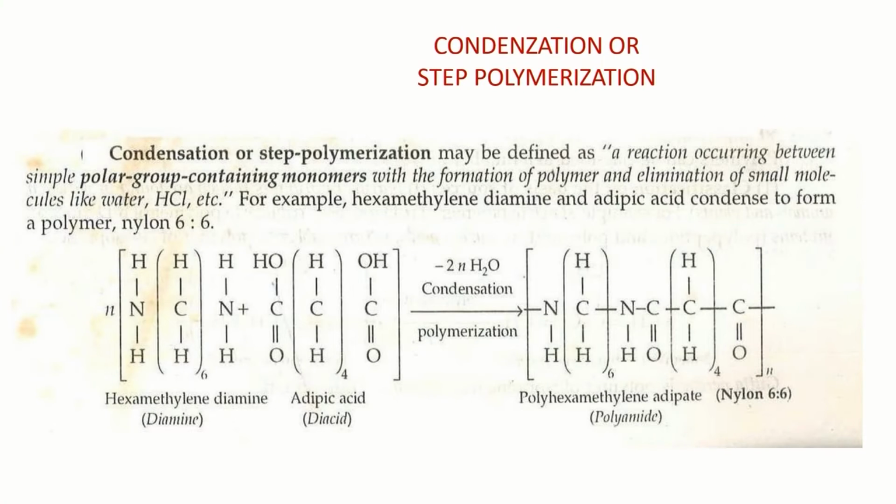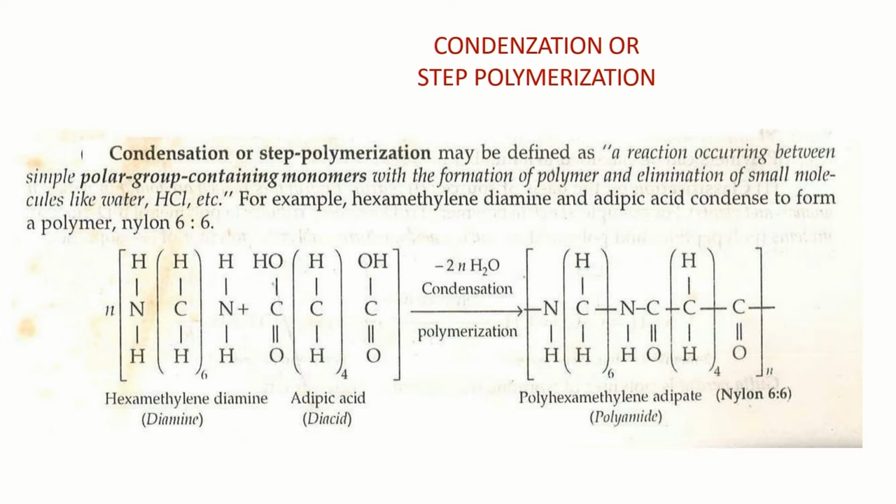The next type of polymerization is called condensation or step polymerization. Condensation or step polymerization is defined as: minimum two types of monomer are involved in the polymer reaction, and some byproducts are formed in this reaction. The byproducts are HCl, water, methanol or ethanol, and the product is not exactly a multiple of the monomer. So, the structure of the product is not exactly the monomer.